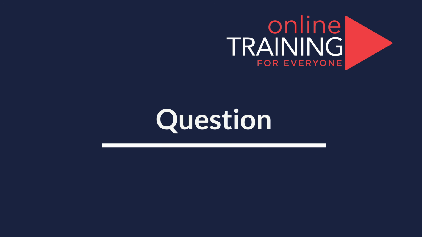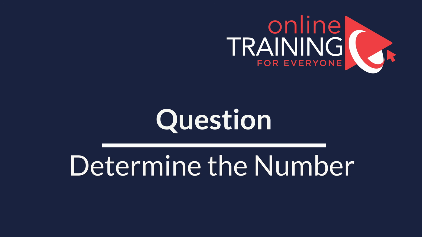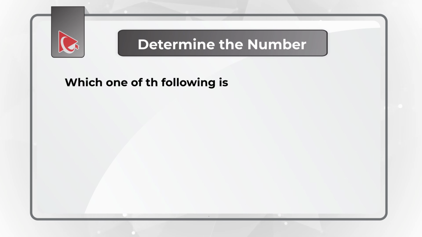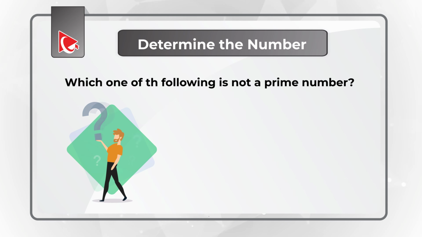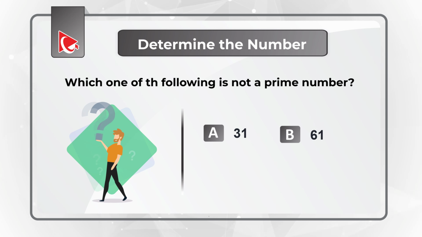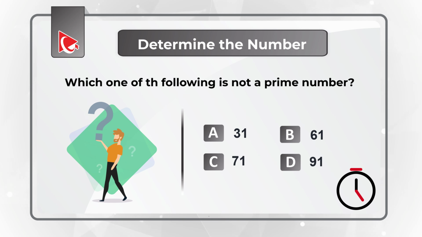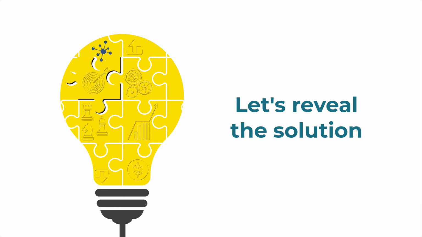Here's an interesting question where you're presented with the set of numbers and you need to determine which number is not a prime number. You have 4 different choices. Choice A, 31. Choice B, 61. Choice C, 71. And choice D, 91. Give yourself a little bit of time, maybe recall the definition of prime numbers, and see if you can come up with the solution.